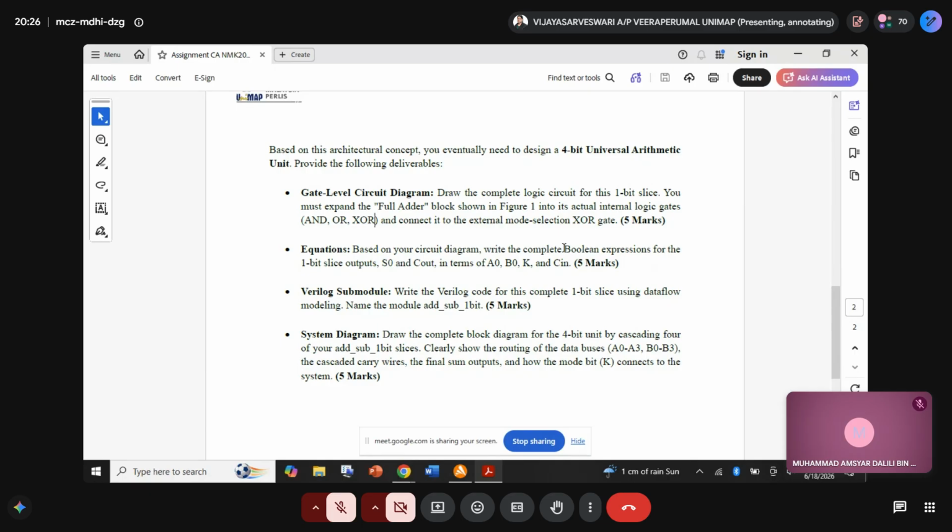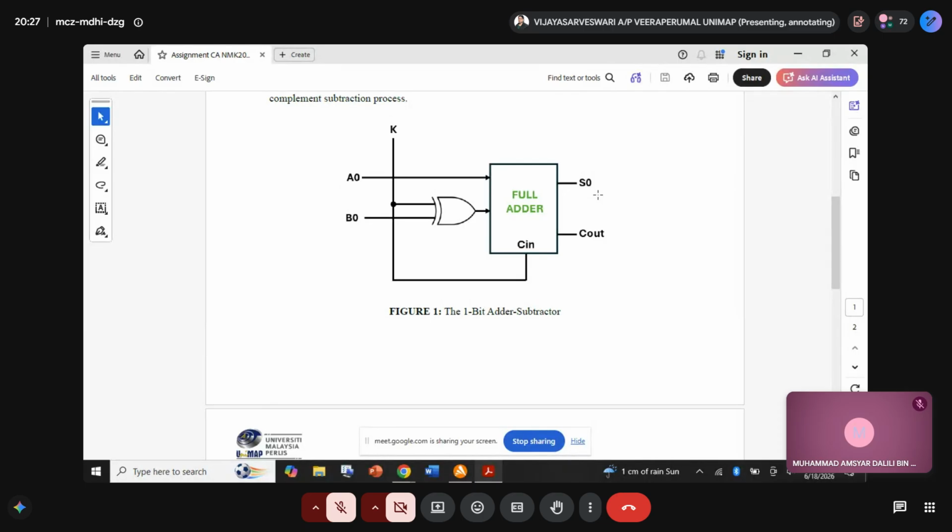The second thing is to do the Boolean expression for each. Boolean expression for the S and C. After you get your circuit diagram, you have to do the Boolean expression for the S and C, because our outputs are S and C. We already have the logic gates. For a full adder, if not mistaken, we will have two XOR, and then it will combine.